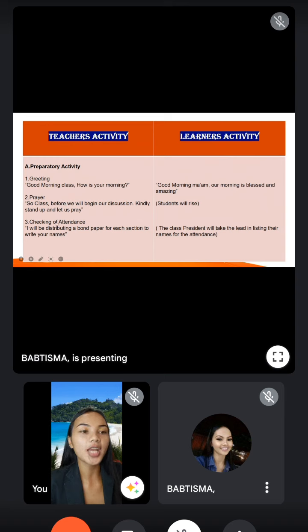So, third, checking of the attendance. I will be distributing a bond paper for each section to write your names. And then the class president will take the lead in listing their names for the attendance.